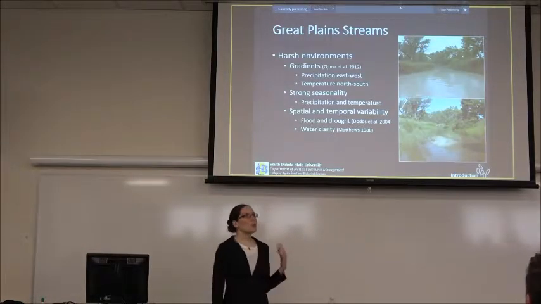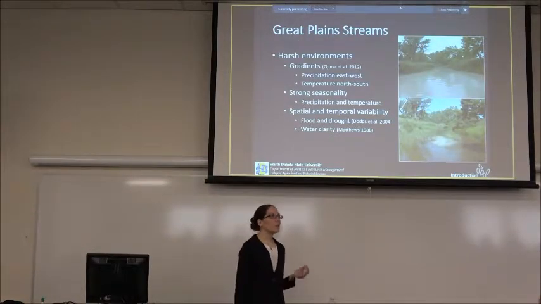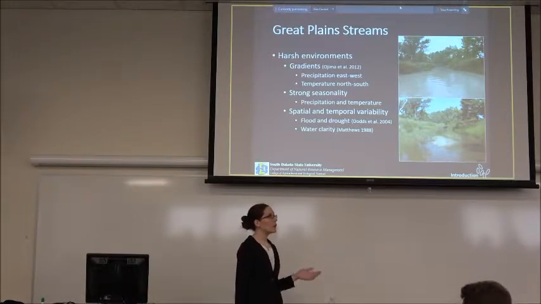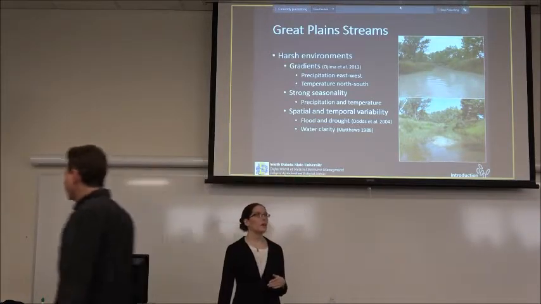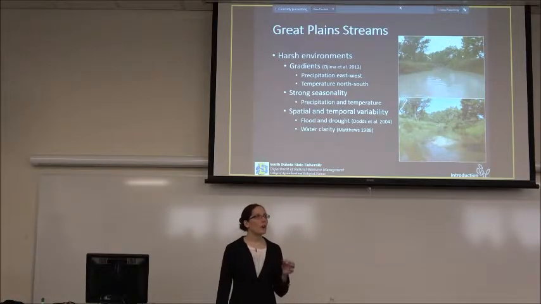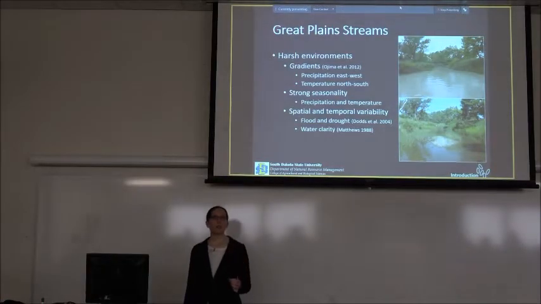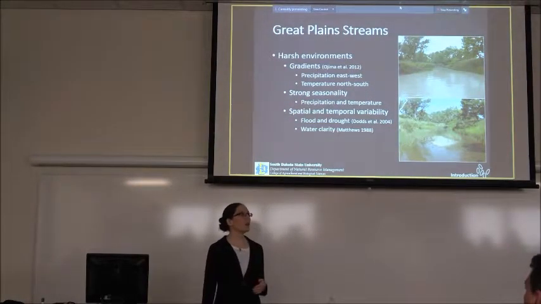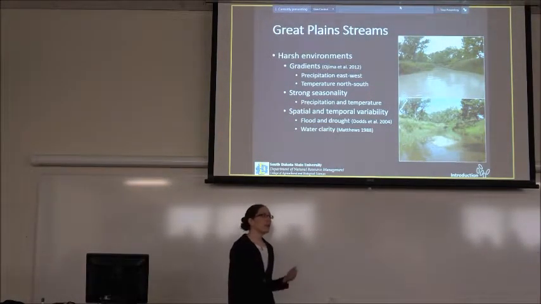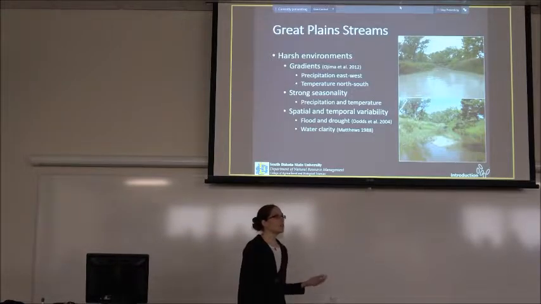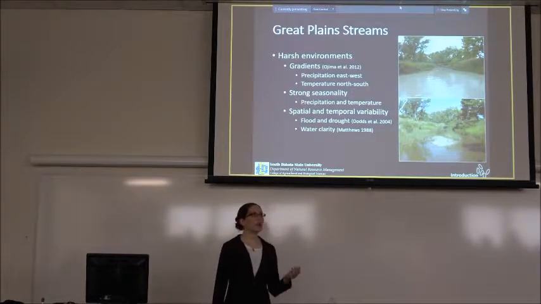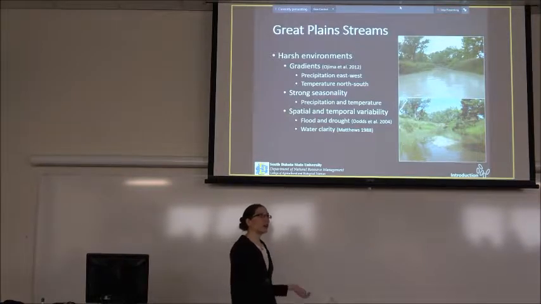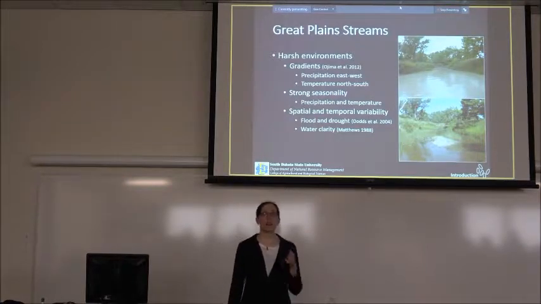Great Plains streams are harsh environments by nature. Within the Great Plains region, we have a precipitation gradient from east to west and a temperature gradient from north to south. Both of these climate characteristics also exhibit strong seasonality. Within streams and rivers themselves, we also have high spatial and temporal variability. For example, the magnitude, duration, and frequency of flood and drought events can vary from year to year and location to location. We can also see differences in other features like water clarity over relatively small distances and time spans.